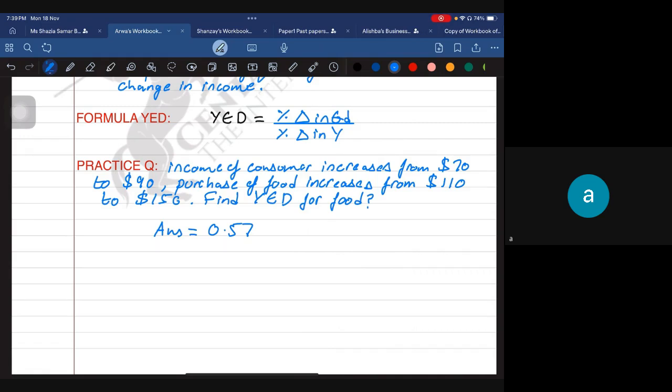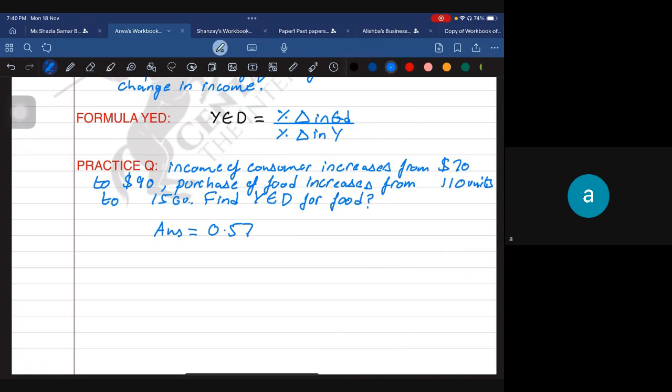There is one thing, okay. We do not need to put the sign for the, okay, we'll do this. But there's one thing that we had to do: we are talking about the quantity demanded. So purchase of food increased from 110 units to 150, but still your answer doesn't seem fine.